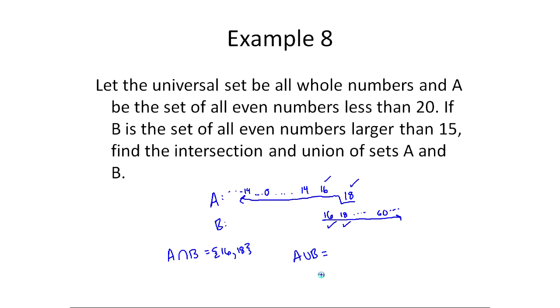Okay, what about the union? So union's what you get when you throw everything together. It looks to me like you actually get all even numbers, period. Think about this. This goes on forever. It's all even numbers less than 20. So this goes all the way to minus infinity. And then this is all even numbers larger than 16, and we know they overlap. So in other words, we've covered every possible even number. So this is actually the set of all x, such that x is even.